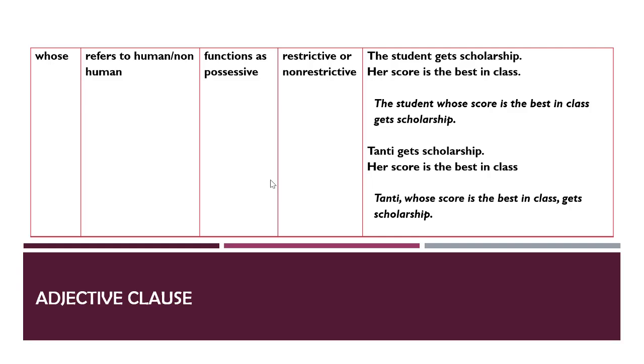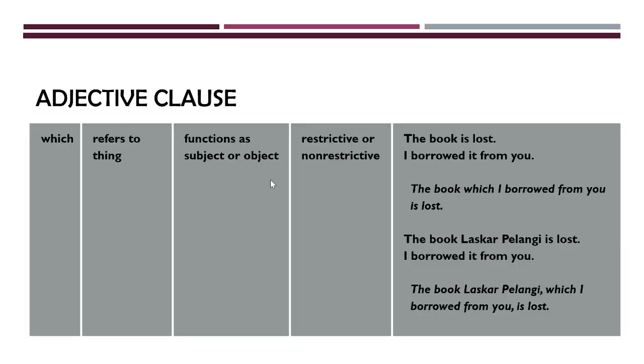Whose score is the best in class is only additional information that is not necessary actually. So it can be dropped perhaps in some cases. So it is considered non-restrictive. Commas are needed. Tanti, whose score is the best in class, gets scholarship. Okay, we go on to the next.